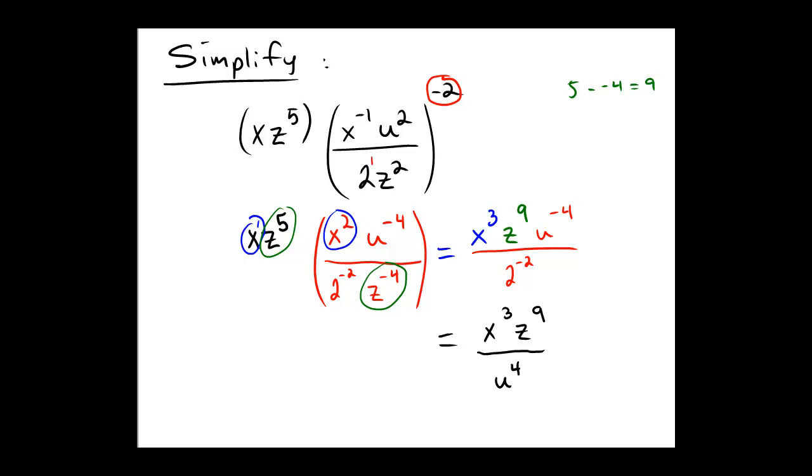The 2 to the -2, well, 2 squared is just 4, but again, the negative exponent is going to cause that 4 to not be in the bottom where it is now, but to actually be moved up to the top. And so the final answer is 4x cubed z to the 9th over u to the 4th.